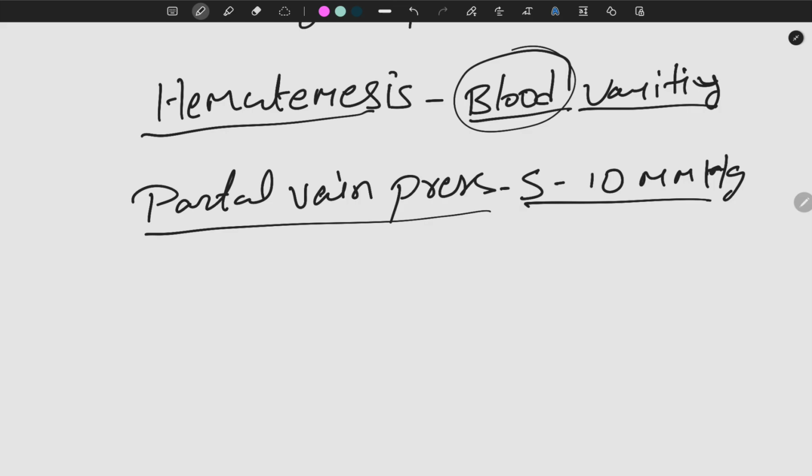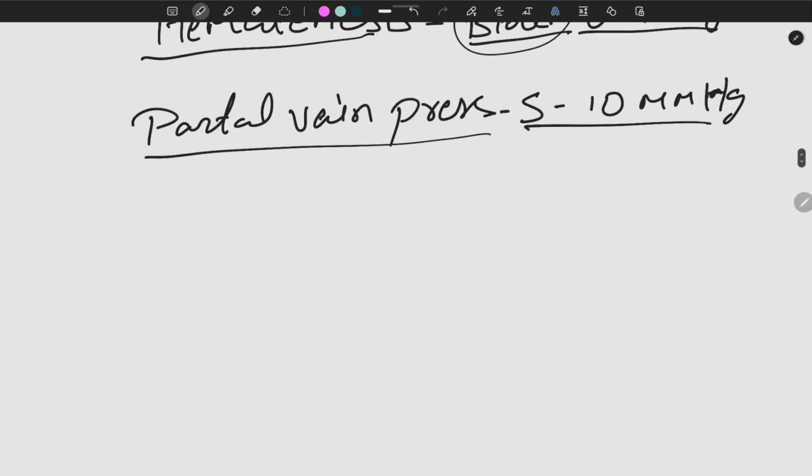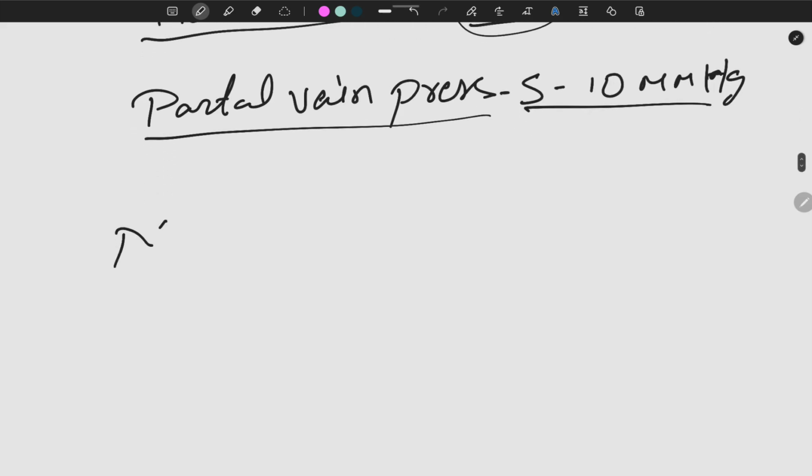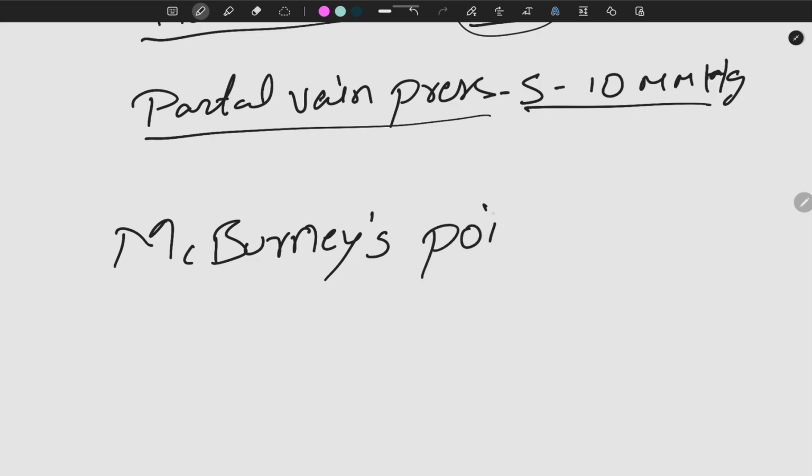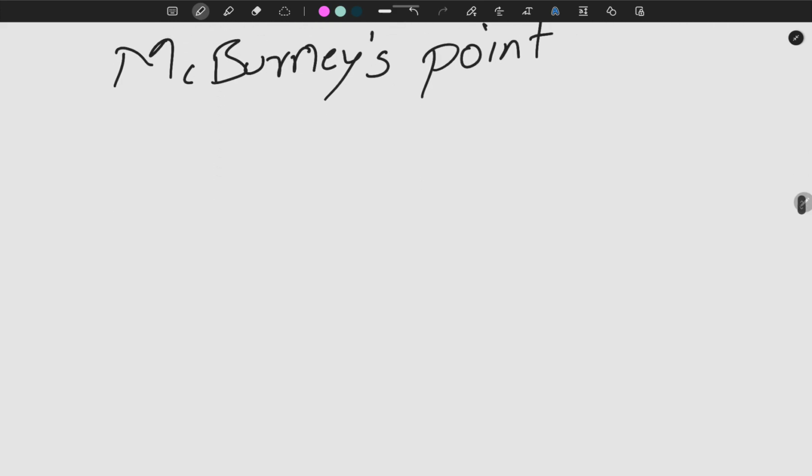So the next one is McBurney's point. Where can we find McBurney's point? That is the lower right, that is the right iliac region.